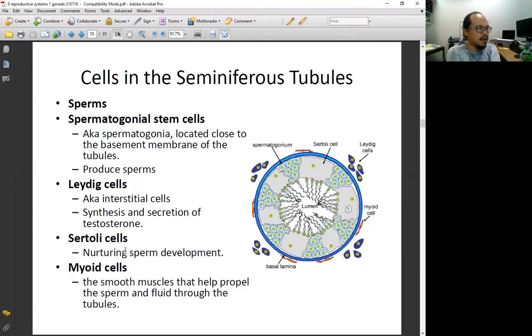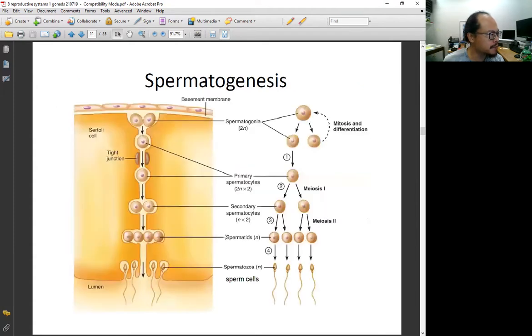So cells in the seminiferous tubule are these cells. The major one is the sperm coming from the spermatogonia stem cells. I think there is another picture that is better, like this one here. All right, so let's look at this one. You can see that spermatogonia are located in the basement membrane, and here we have these stem cells, so they can reproduce, they can replenish itself.